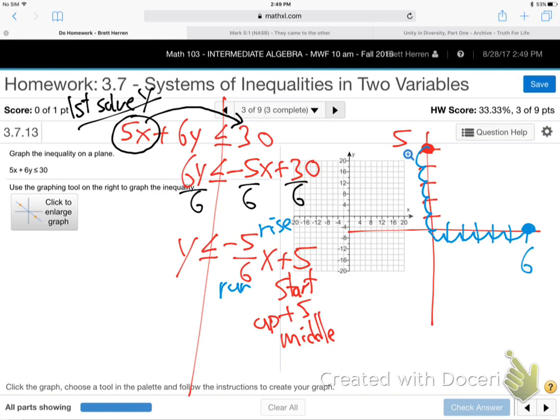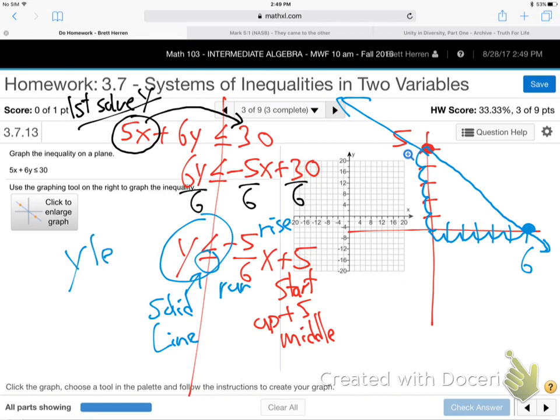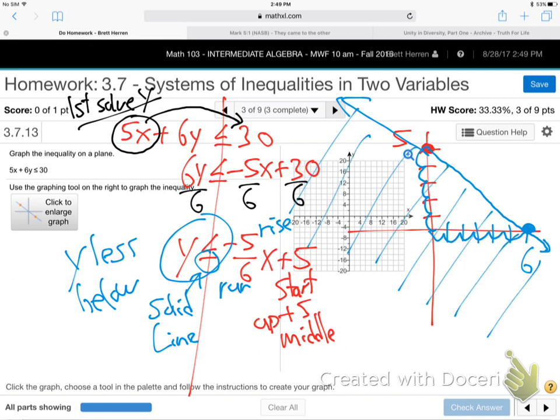Now, solid line or dotted line? Right here, that means solid line because it's equal. They want the points right on the line. And then which way are we going to shade? Do we shade above the line or below the line? What does it say? Y less. Lesser stuff is below. Greater stuff's above. So I'm going to shade everything below that line. Solid line shaded below.